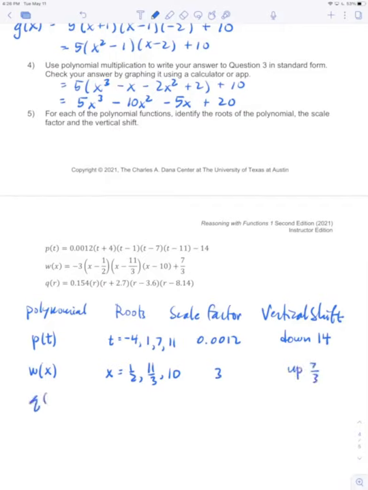And we do Q next. So R is going to be equal to 0, -2.7. We get 3.6 and 8.14. Scale factor is 0.154, and vertical shift is none.